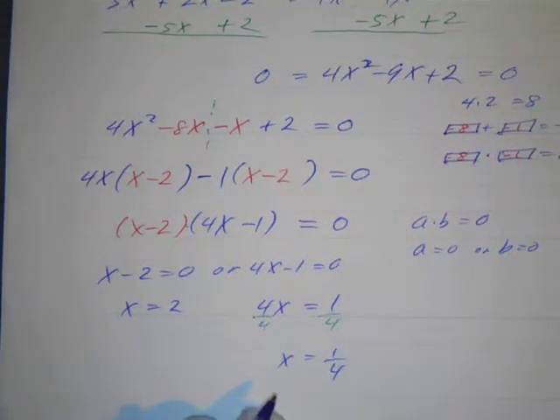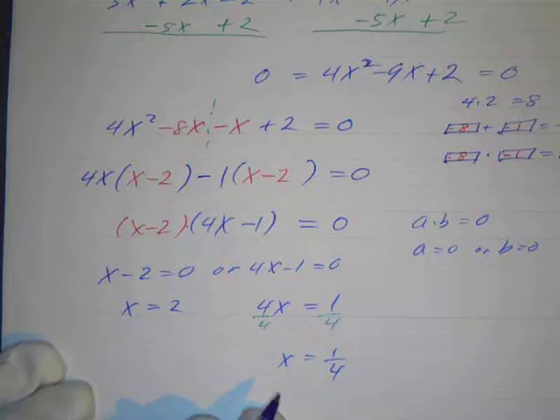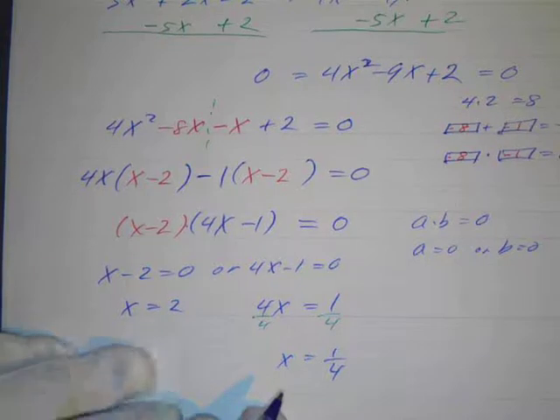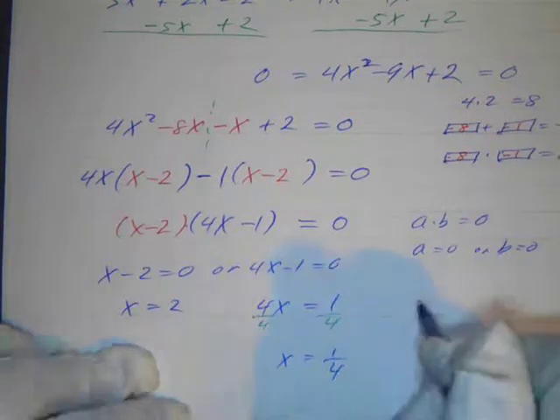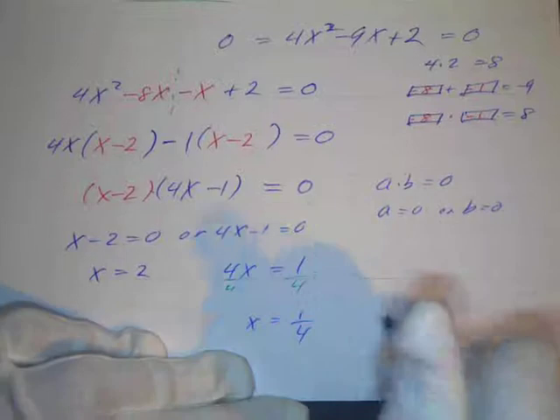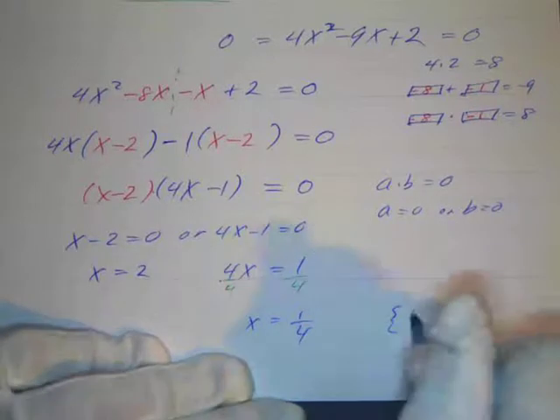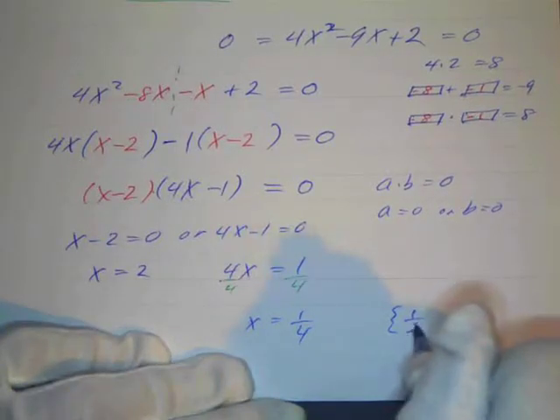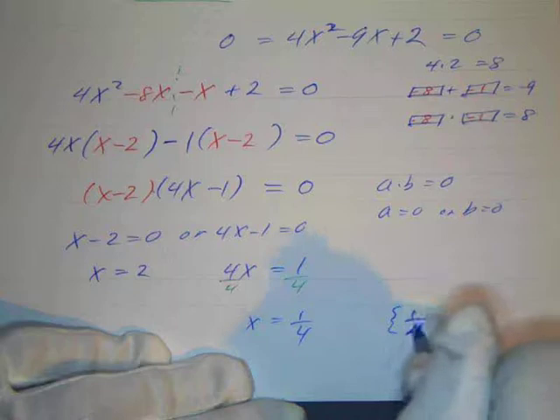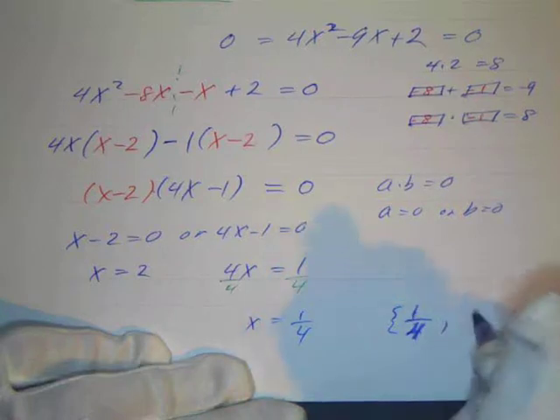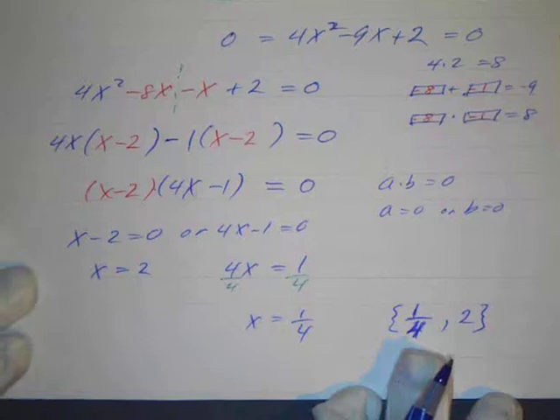So these are my two solutions. And you can go ahead and check these. I already checked these and put them back in, and they both work. So my solutions are 2 and 1/4. And sometimes I can write a solution set is going to be 1/4, 1 over 4, or 2, and that's the solution set. Either one of those numbers will work.